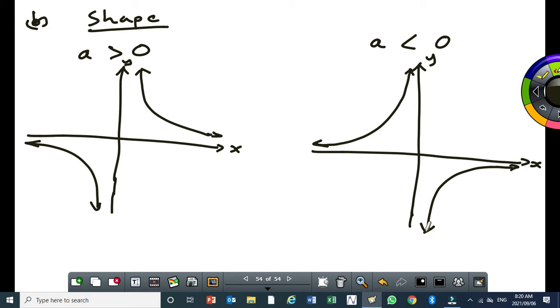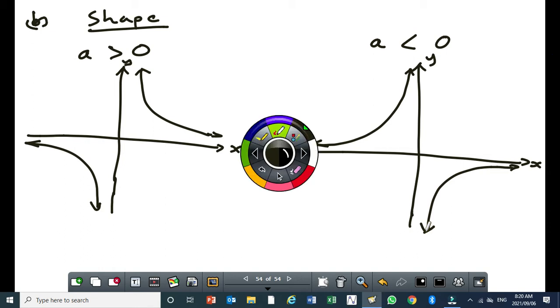And please don't confuse the meanings of the a for the hyperbola and the quadratic. They are different. Both of them determine the shape, but their unique meanings are actually different. You've got your shape there. Then let's move on to the x-intercept.